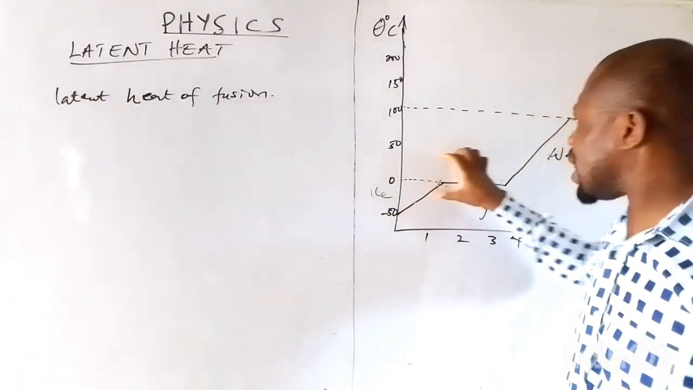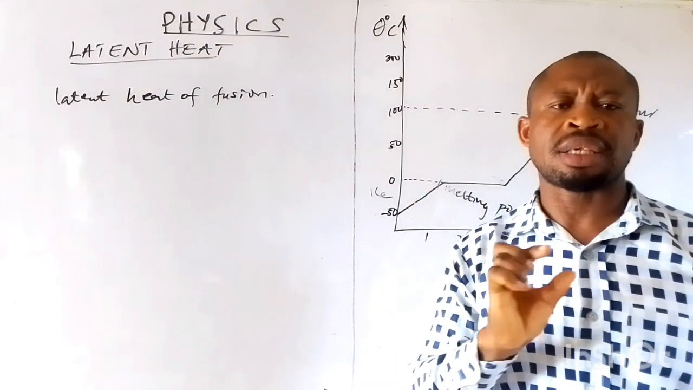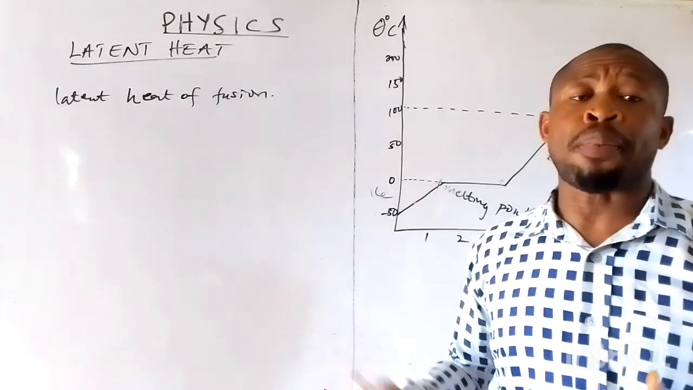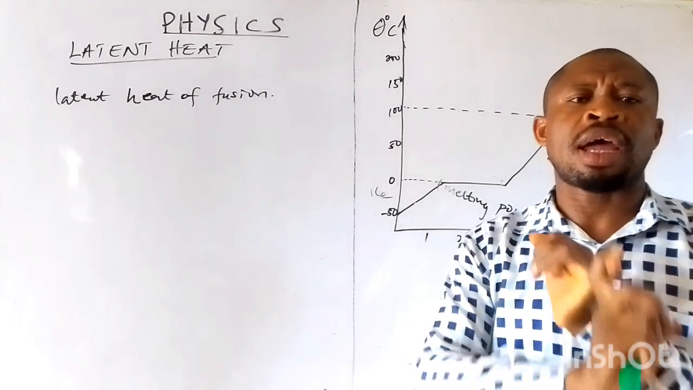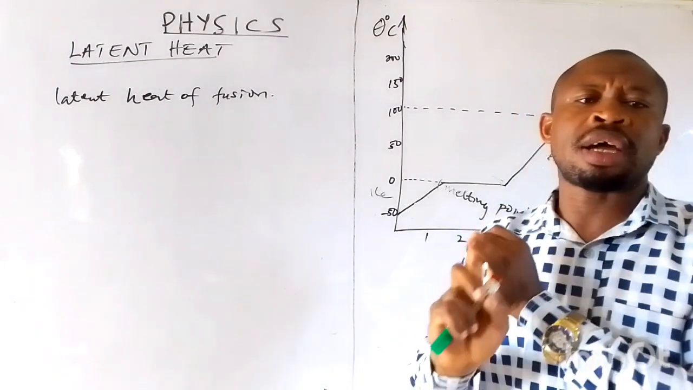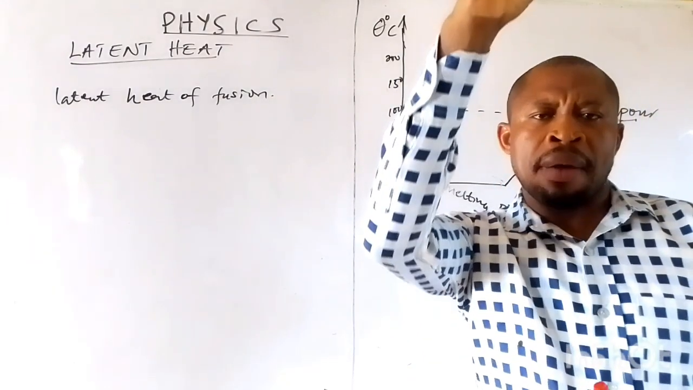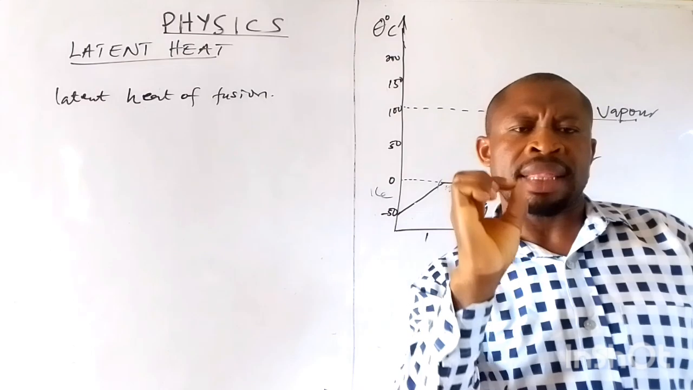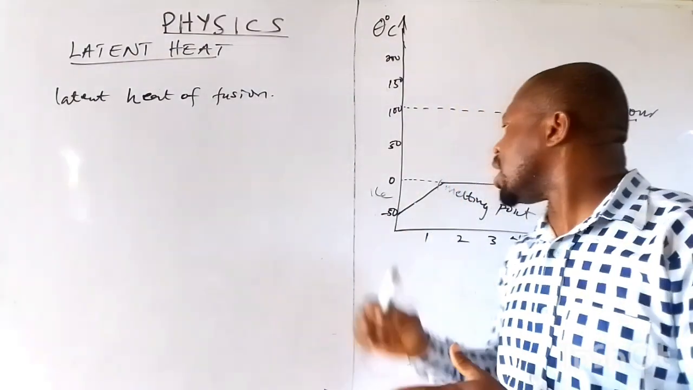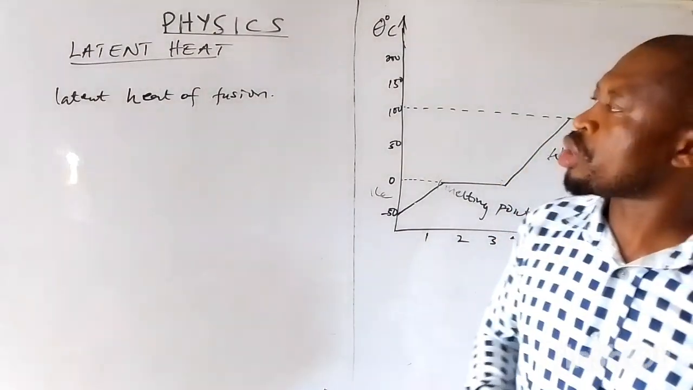Number three, latent heat depends on the mass of the substance or the nature of the substance in question. For example, we can have ice. Latent heat of fusion of ice is different from that of candle wax. Of course, candle wax melts at a certain temperature, and the temperature is constant. So the latent heat depends on the nature of the substance in question.